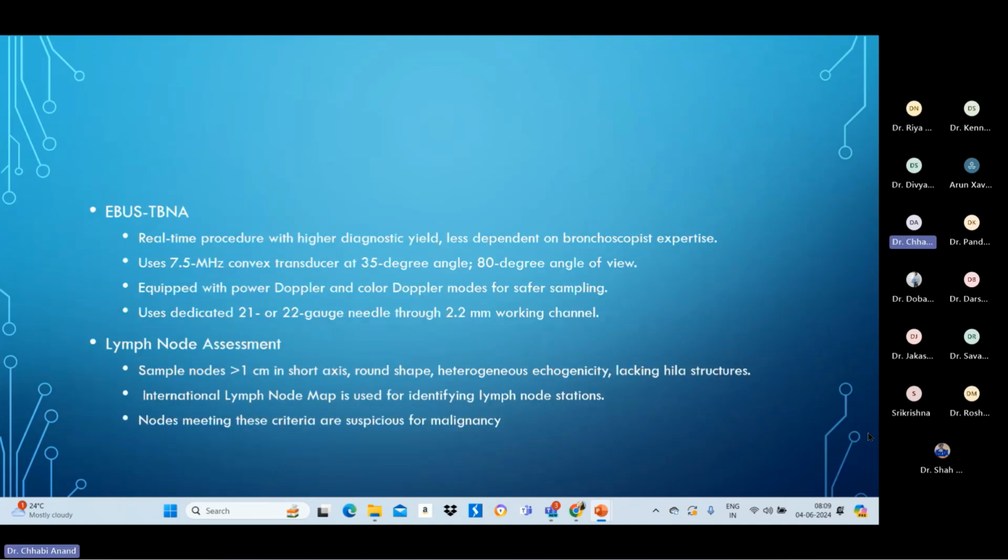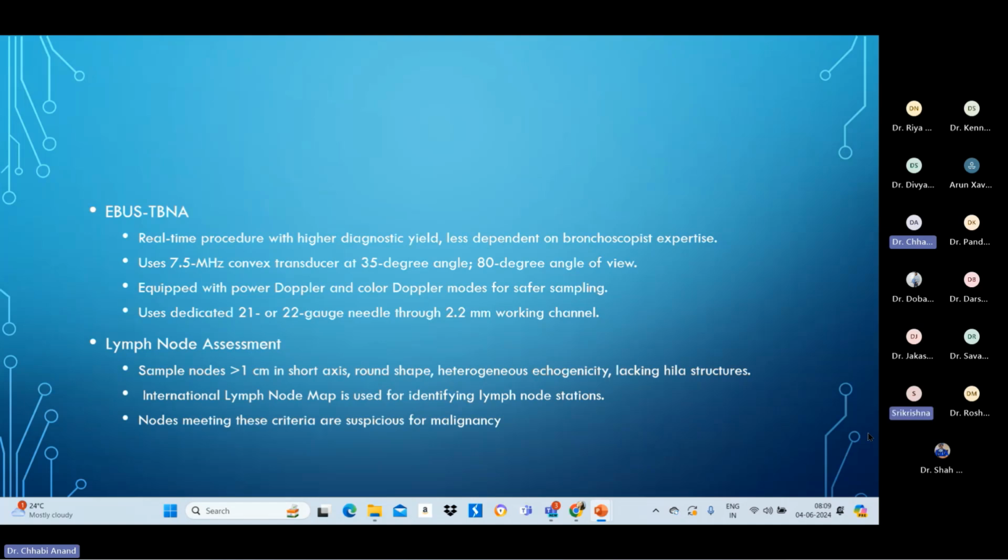Real-time procedure with high diagnostic yield, less dependent on bronchoscopy expertise. Use of a 7.5 MHz convex transducer at a 35-degree angle and 80-degree angle of view. Equipped with power Doppler and color Doppler modes for safer sampling. Use a dedicated 21 to 22 gauge needle through a 2.2 millimeter working port.